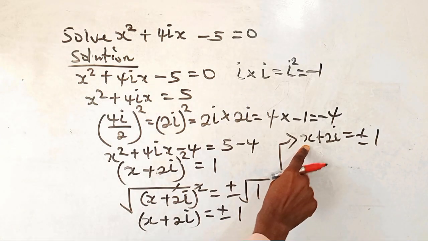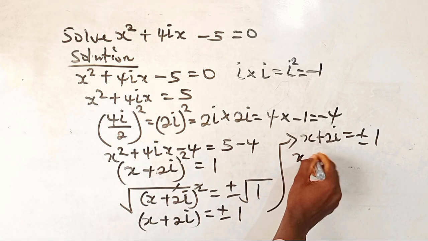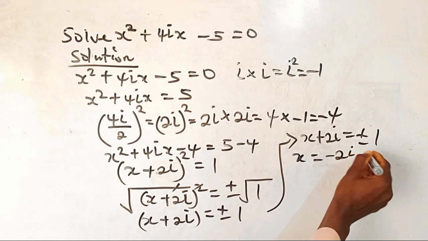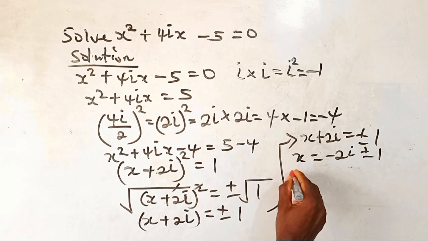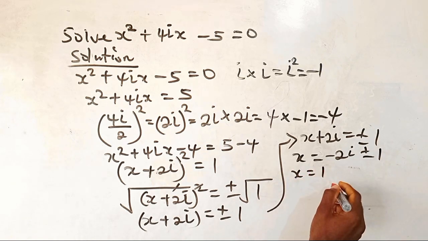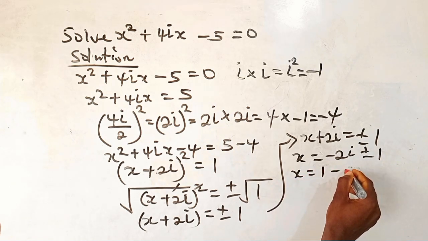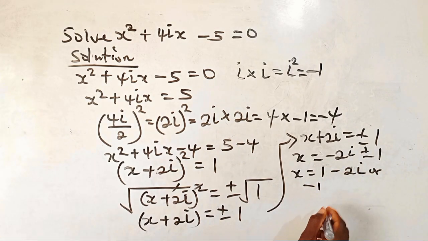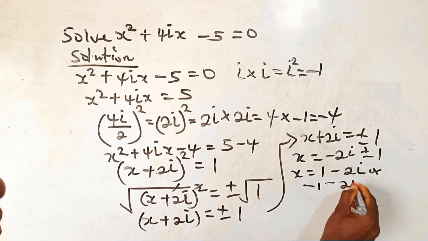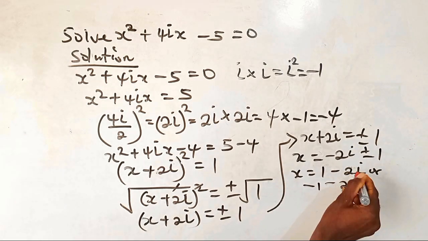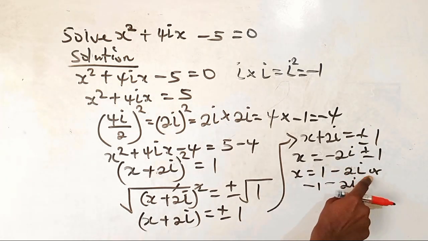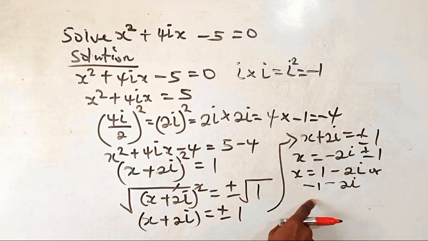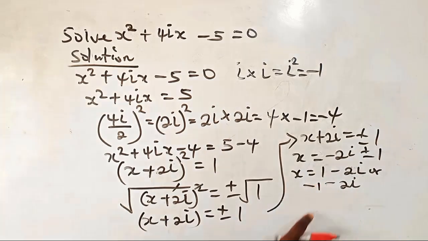By the time we collect like terms, we have x equals minus 2i, plus or minus 1. So x can be 1 minus 2i, or minus 1 minus 2i. So either the value of x is 1 minus 2i or minus 1 minus 2i. We have the imaginary parts and we have the real parts.